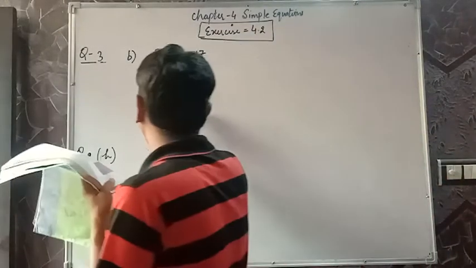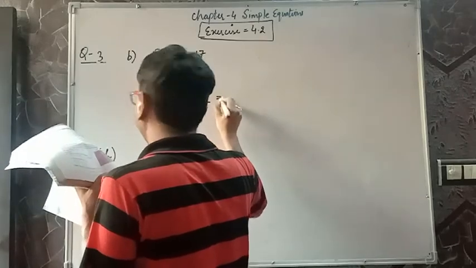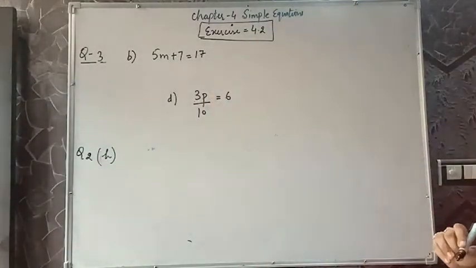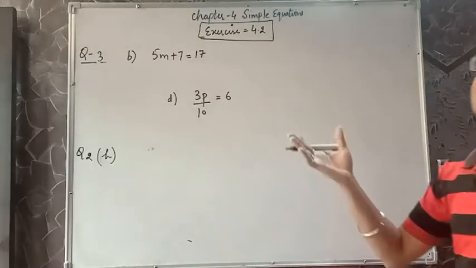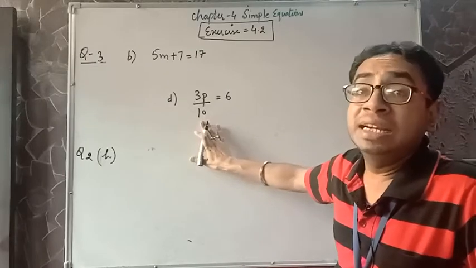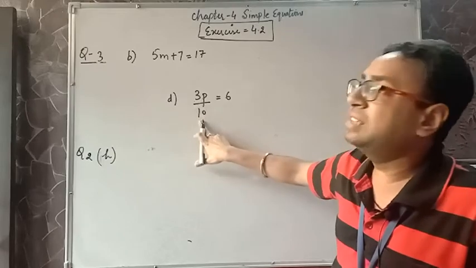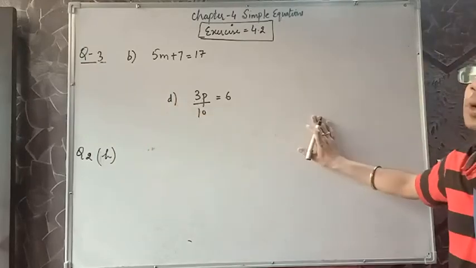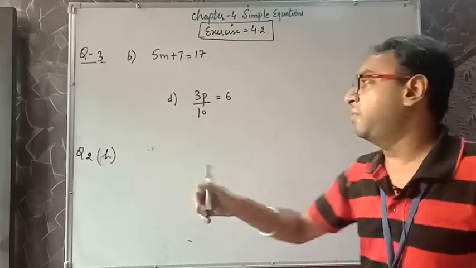Let's take D part. 3p upon 10 is equal to 6. Now, don't directly again jump to the multiplication. What I can do, first I can remove this 10 from the denominator. Here this 10 is getting divided. So what we have to do? How to remove? If it is getting divided, then what we have to do? Just multiply with 10. Opposite.